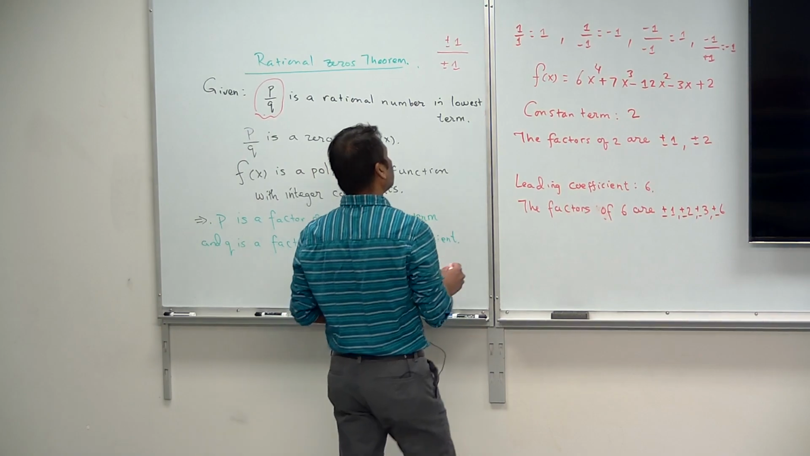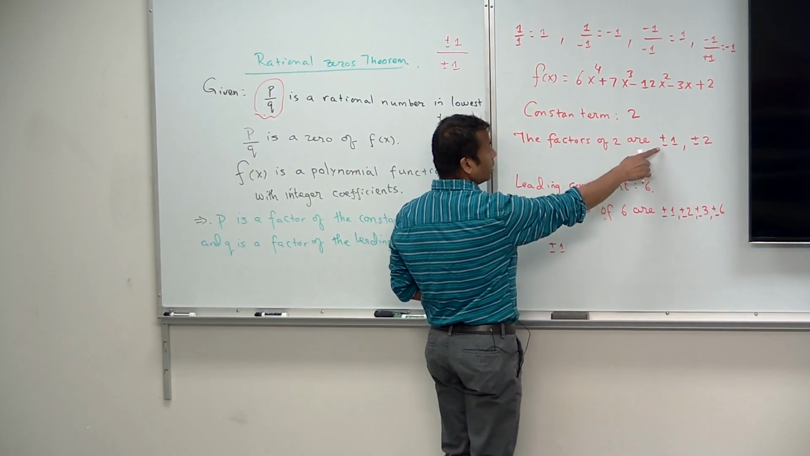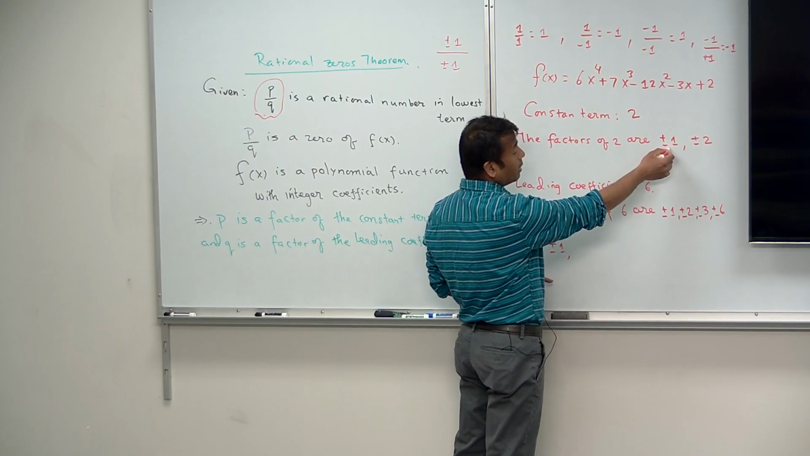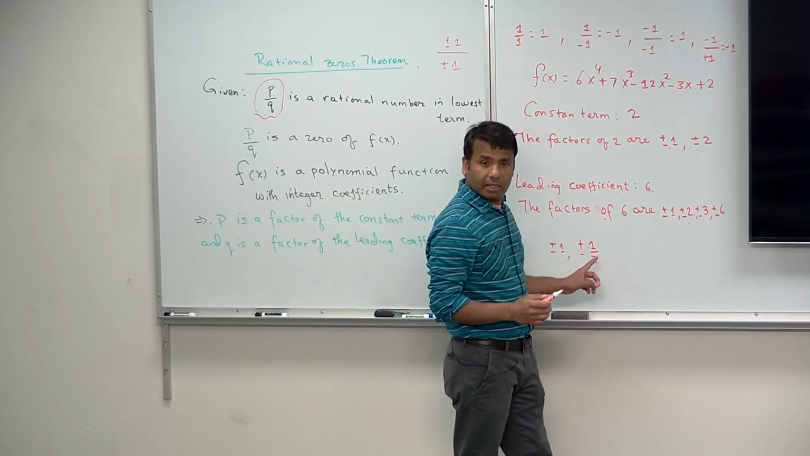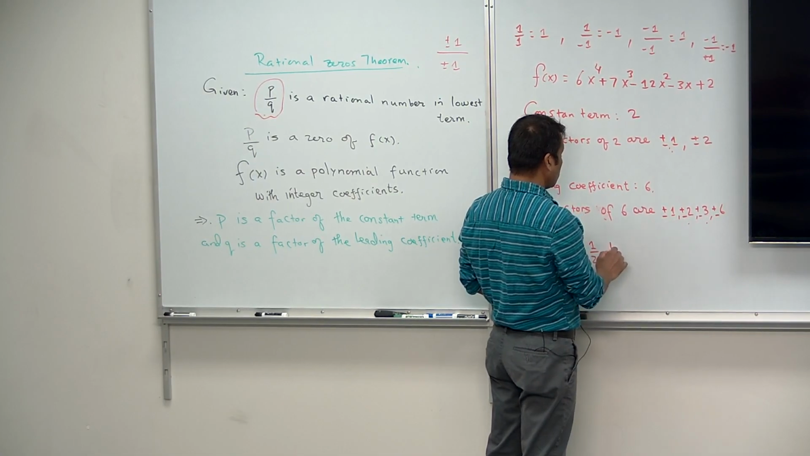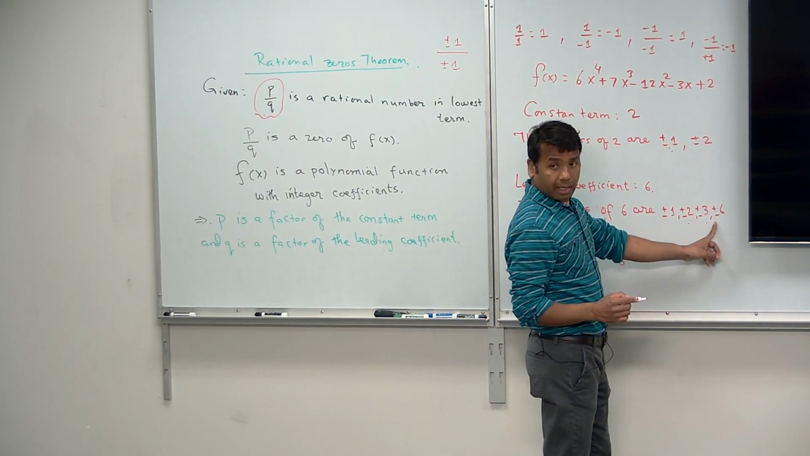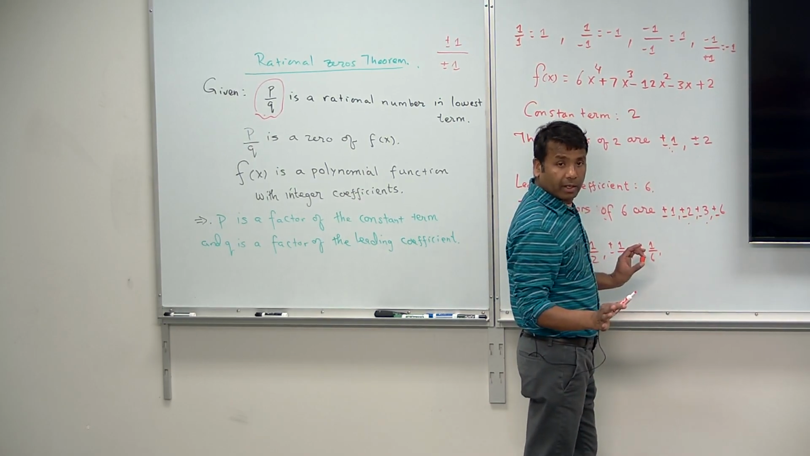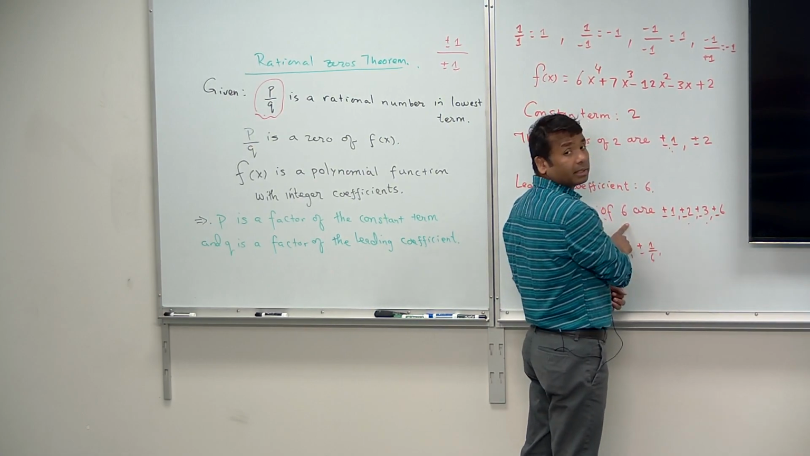So if you divide plus or minus 1 by plus or minus 1, you'll get plus or minus 1. If you divide plus or minus 1 by plus or minus 2, you'll get plus or minus 1 over 2. If you divide plus or minus 1 by plus or minus 3, you'll get plus or minus 1 over 3. If you divide plus or minus 1 by plus or minus 6, you'll get plus or minus 1 over 6. You see that, right? We divide plus or minus 1 by each factor of 6.